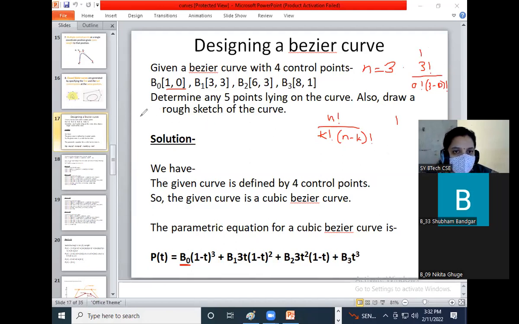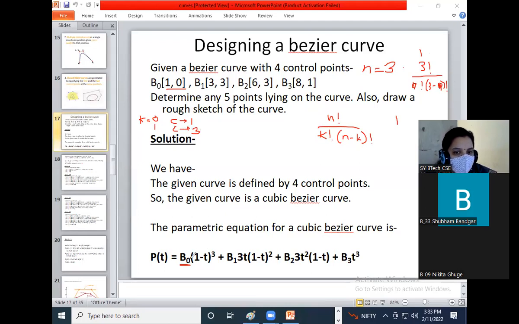So I will write over here, when k value is 0, I am getting the output of the C function as 1. When k value becomes 1, then what will happen? Here 1 factorial will be there, 3 minus 1, that is 2 factorial. So 3 factorial divided by 2 factorial, what will the answer be? 3. So when I am having k equal to 1, c is having value 3.